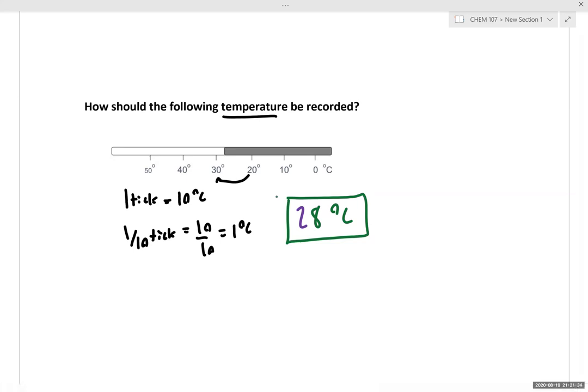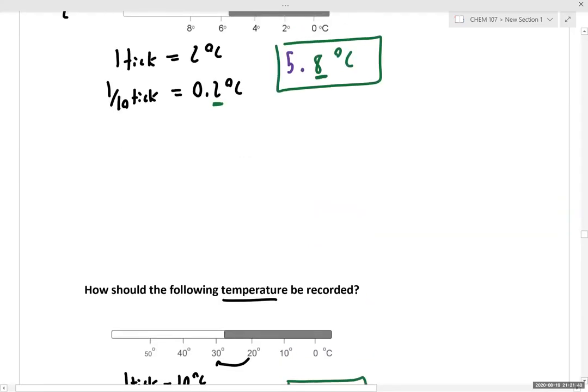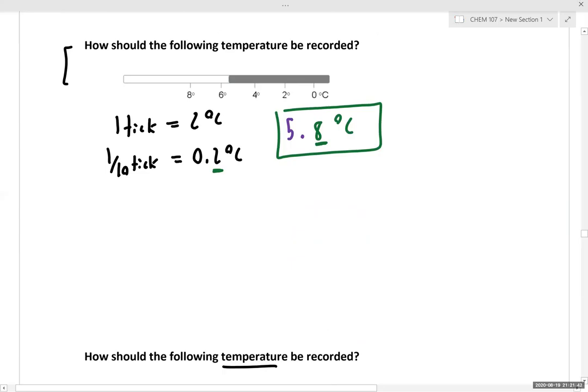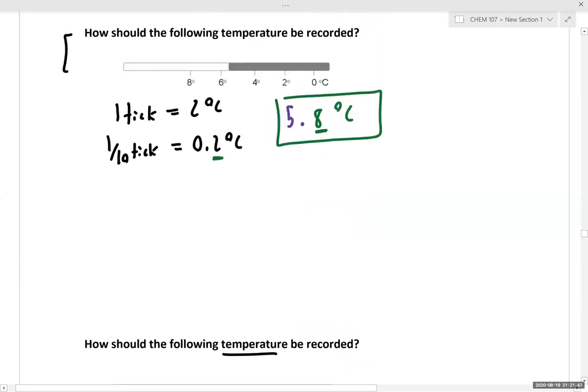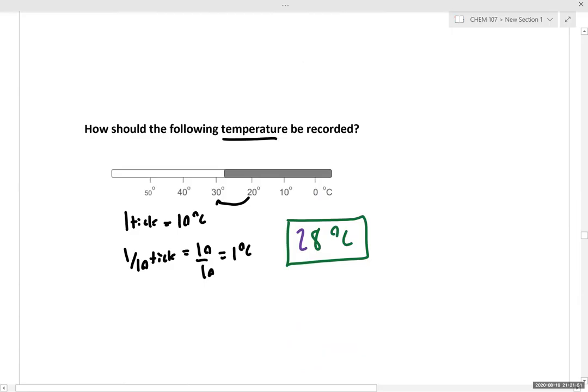Does that make sense? I have a question. Yes. When you said in the previous example that because the increment was even, the estimate has to be even, would that refer to the tick or the tenth of the tick? The tenth of a tick. Okay, got it. Thank you. Because that indicates the maximum precision, the maximum certainty that we can report our measurement up to.